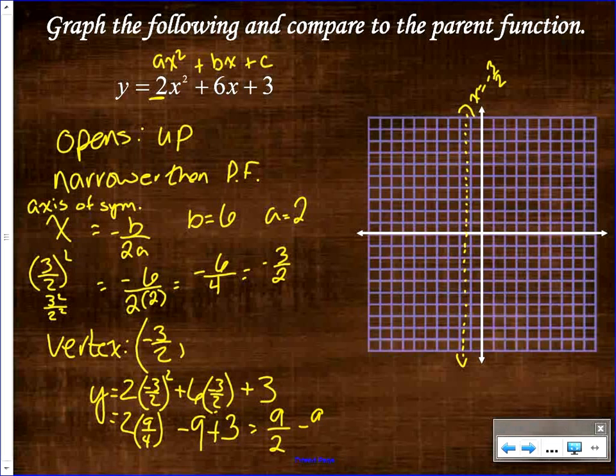-9. Oh, but I don't want to put -9 because I have a half. I want to put -18/2. Isn't that 9? Okay, plus 6/2. Can I add fractions without the same denominator? No, so I just made them all the same denominator. 18/2 is what? 9. I just took 9 times 2 and put a 2 underneath it. And 3 is 6/2.